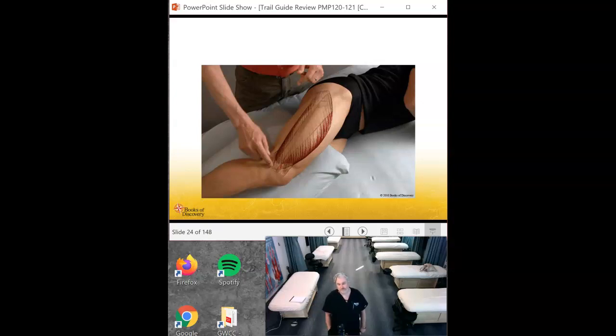What's your thigh bone called? Femoral. Yes, your thigh bone is your femur. Tibiofemoral joint. Yes, tibiofemoral joint. Excellent, sir.